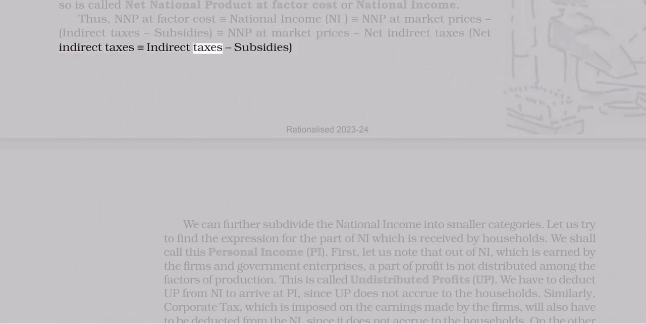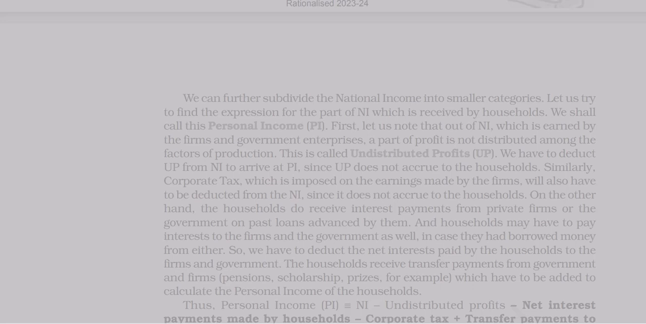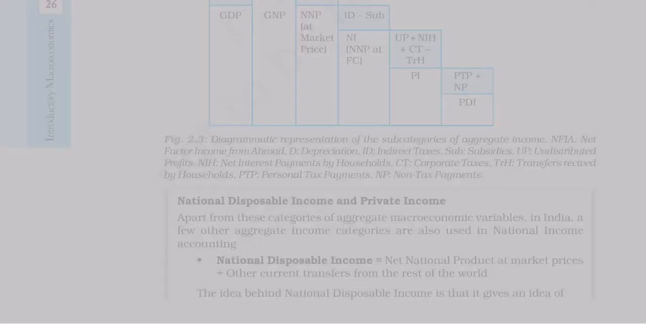Indirect taxes, subsidies. The foreigners have a share in your domestic economy. Discuss this in the classroom. Rationalised 2023-24, 26.